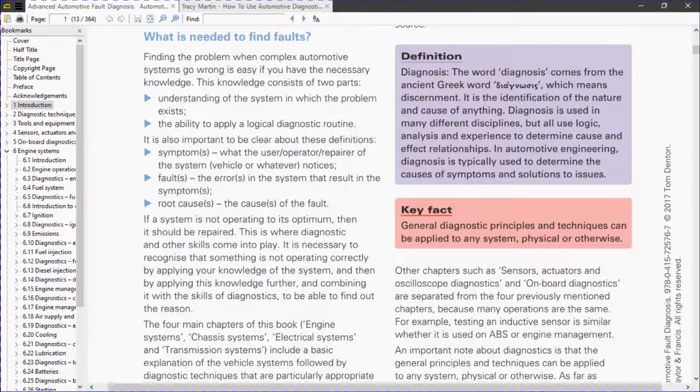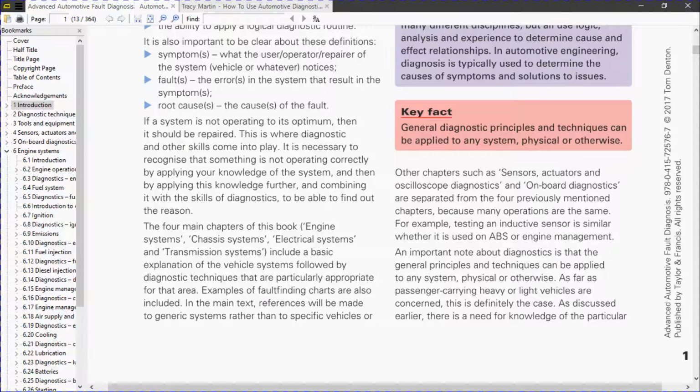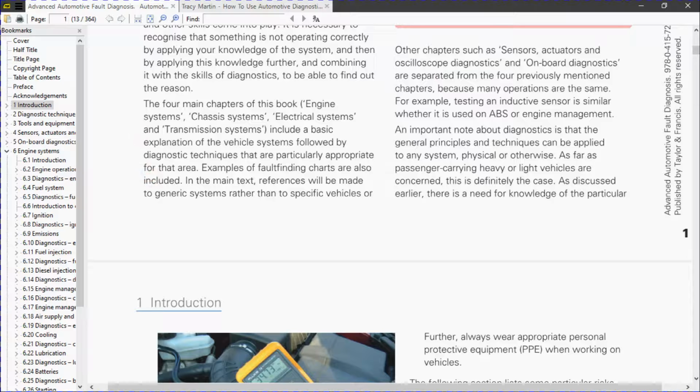Symptoms: what the user, operator or repairer of the system or vehicle notices. Fault: the error in the system that results in the symptoms. Root cause: the cause of the fault. If a system is not operating at its optimum, then it should be repaired. This is where diagnostics and other skills come into play. It is necessary to recognize that something is not operating correctly by applying your knowledge of the systems, and then by applying that knowledge further and combining it with the skills of diagnostics, to be able to find out the reason.